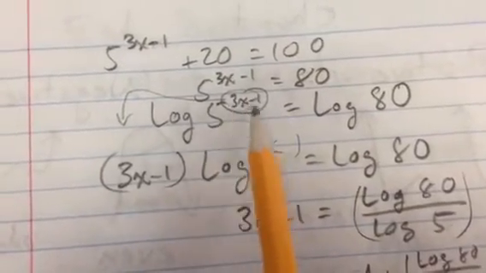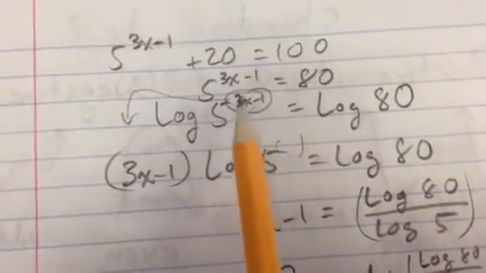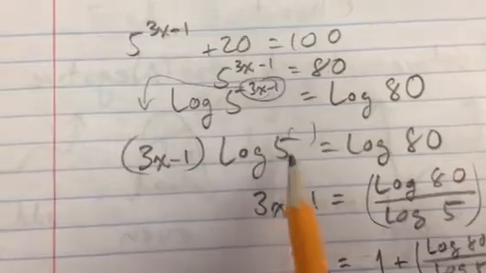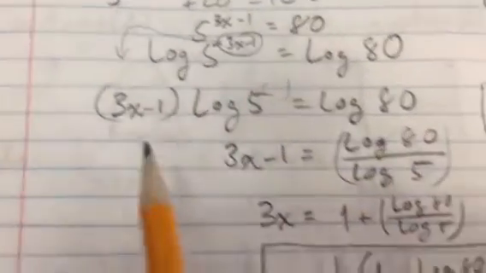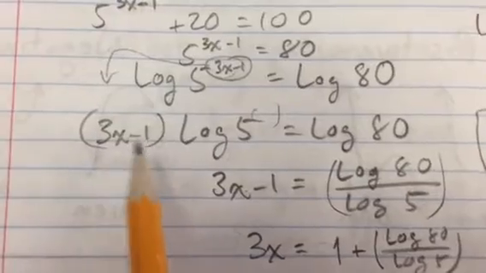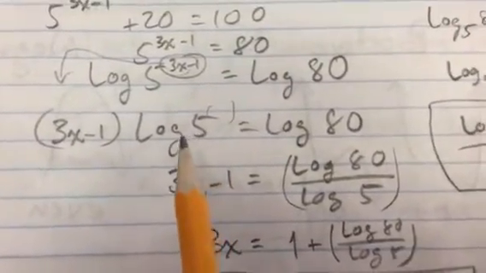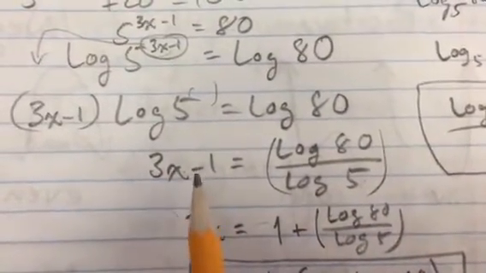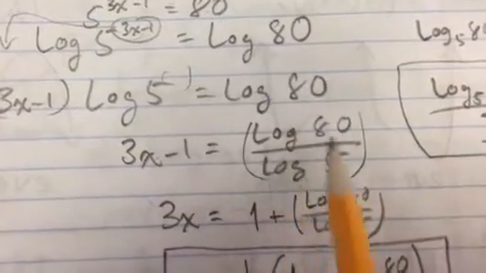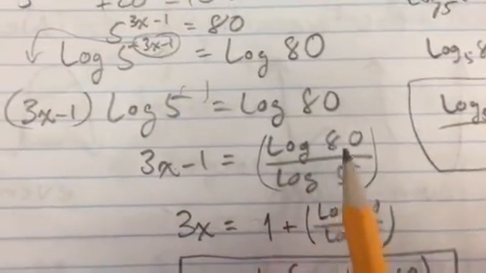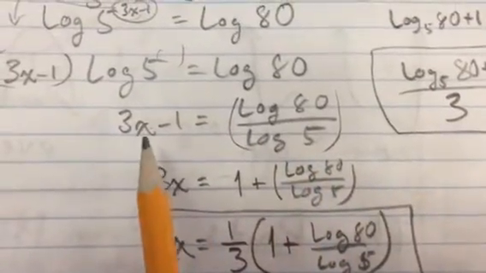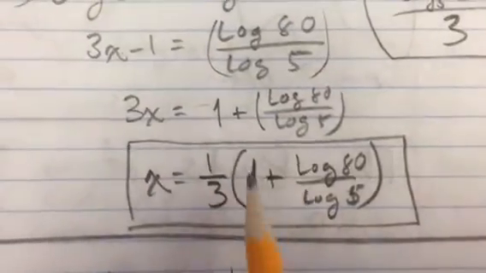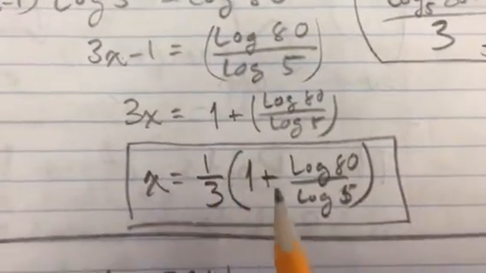The power rule then can be used to move this exponent from its position here as an exponent of 5 down to a coefficient of the logarithm. That's the power rule at play right there. So I've got 3x minus 1, that expression, times log of 5 equals log of 80. I divide both sides by log of 5, and I get the 3x minus 1 all by itself, equals this fraction. Don't be intimidated. It's just a number, just like any other number. So to get x by itself, I'm going to add 1, and then I'm going to divide by 3. And I chose to write it, just so I don't have compound fractions, as 1/3 times this sum.